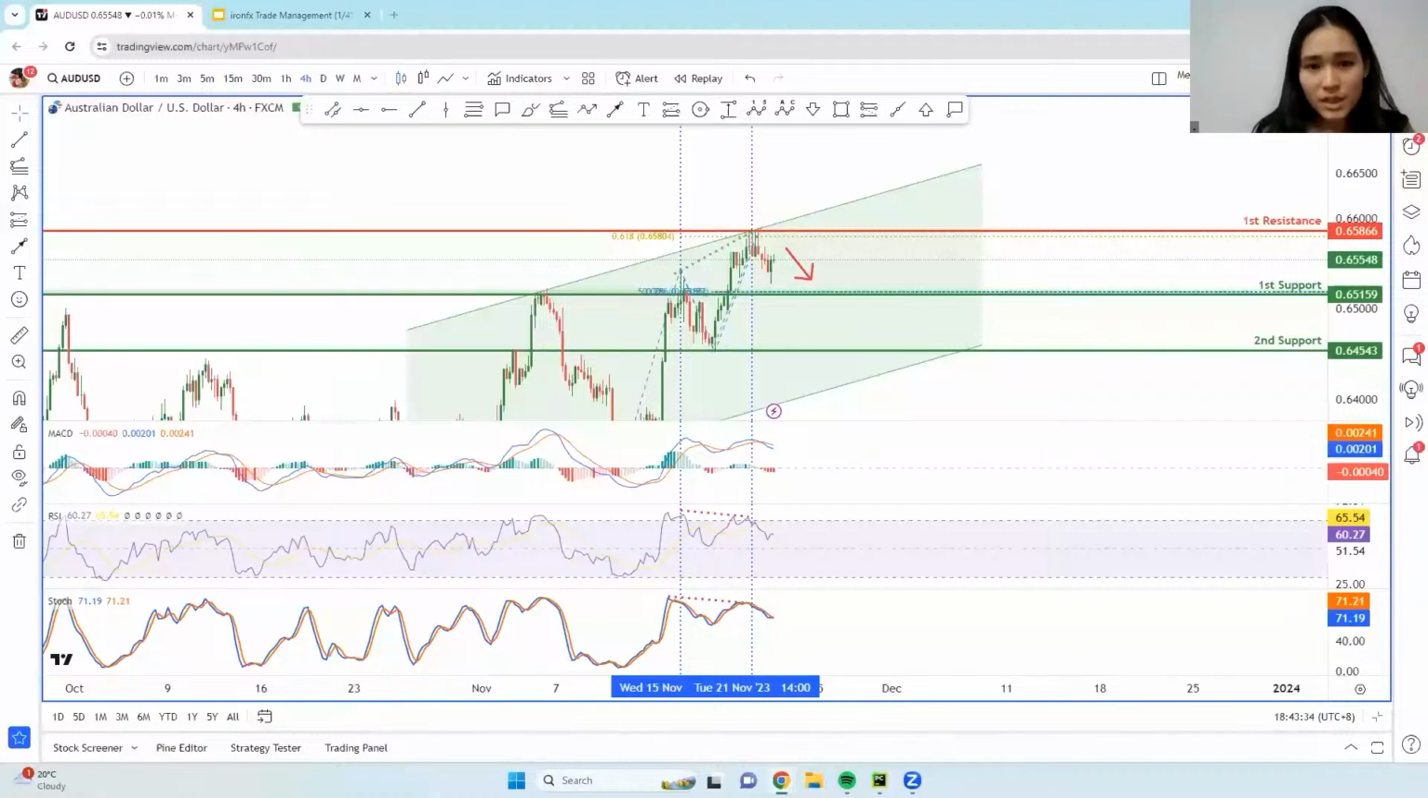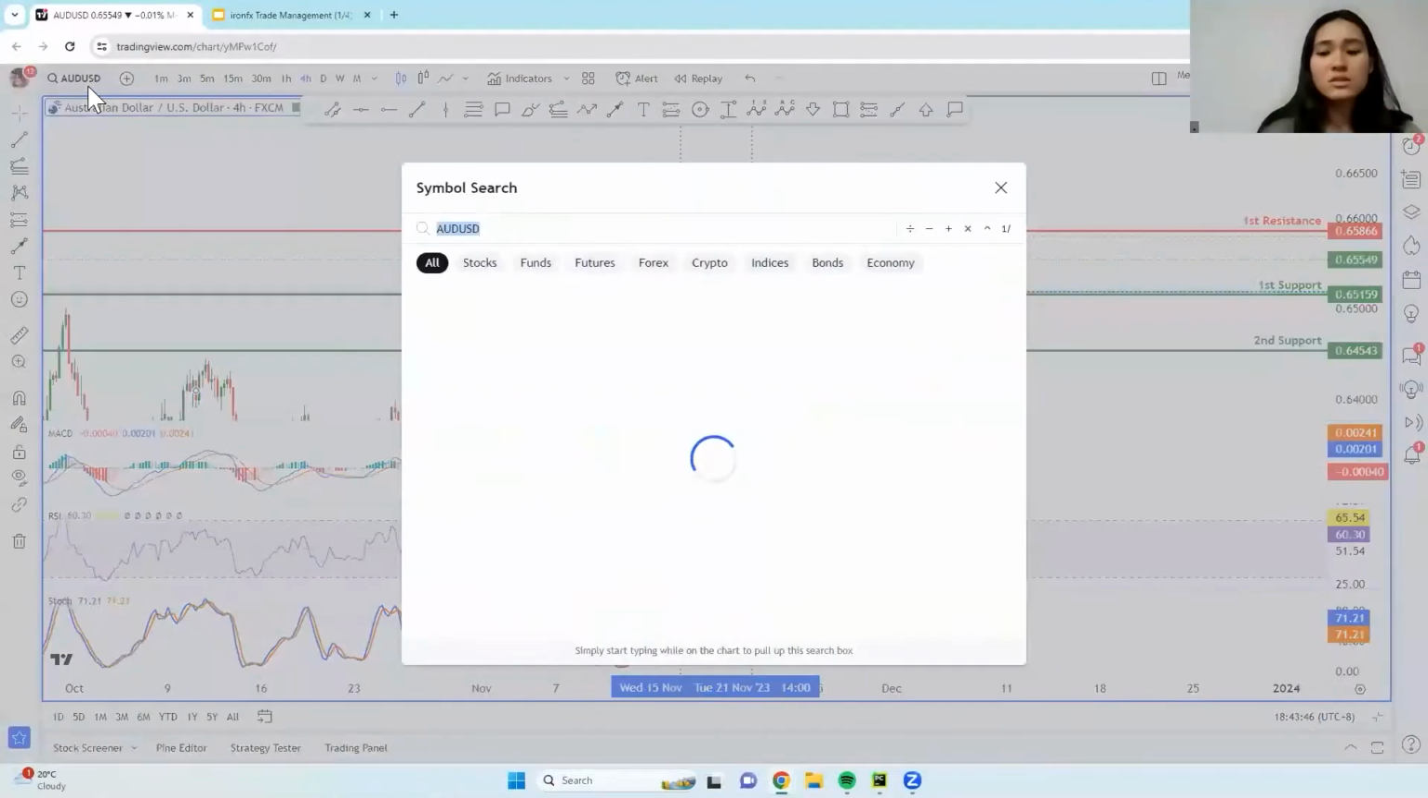I think we have another request for gold. Let's take a look at gold.